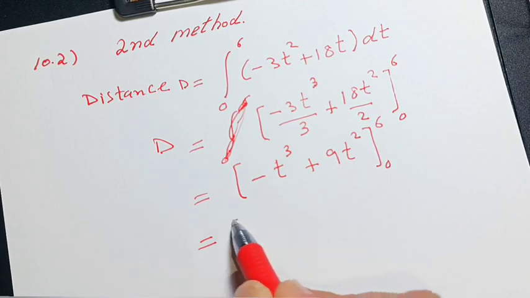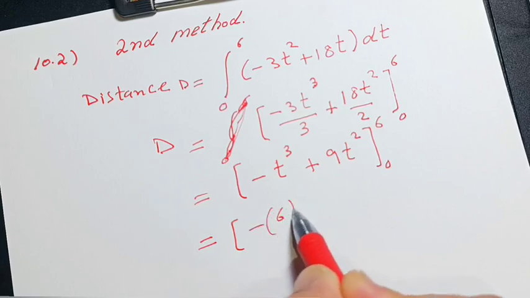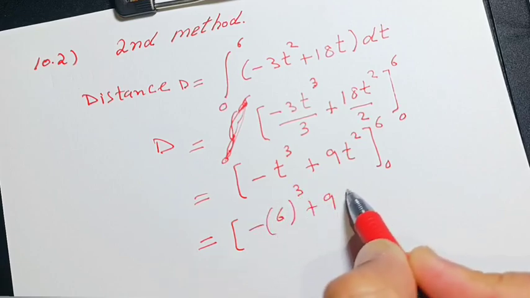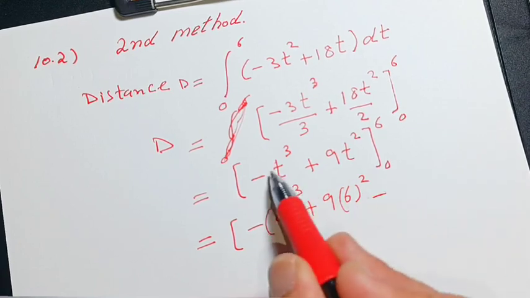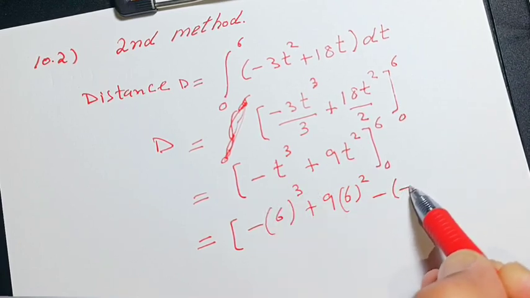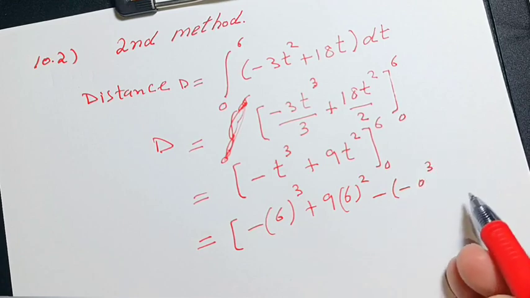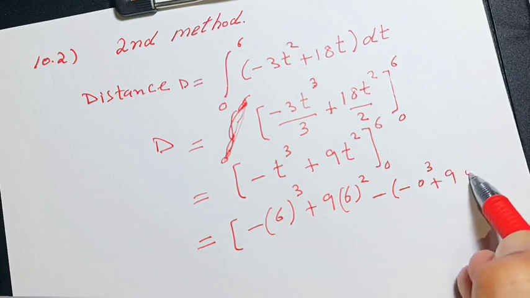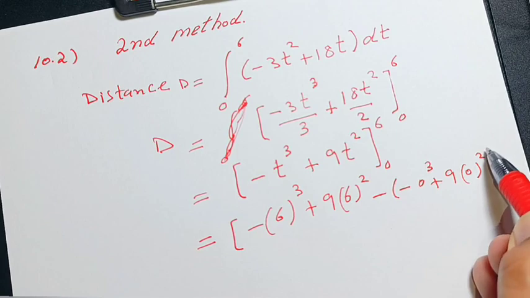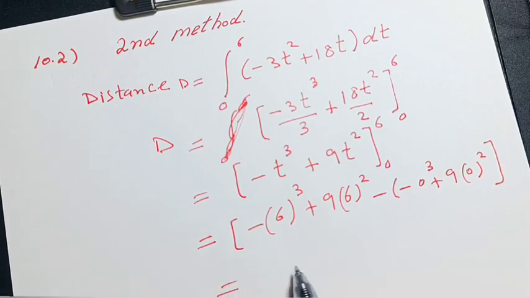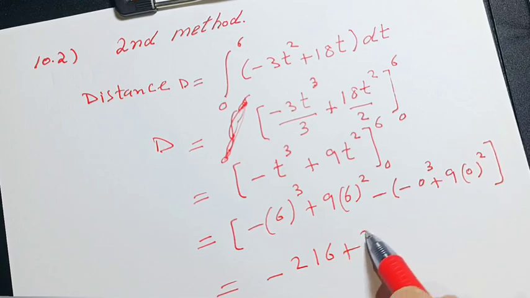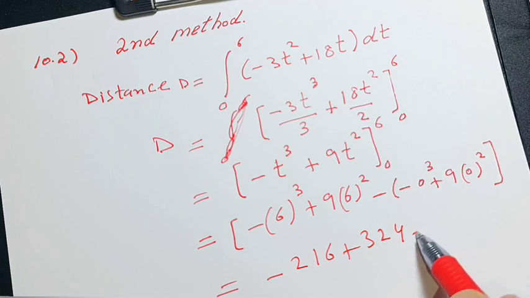It is going to be negative 6 cube plus 9 times 6 square, minus, then 0 must go there now, minus 0 cube plus 9 times 0 square. Now we're gonna simplify. Negative 216 plus 324 minus 0.